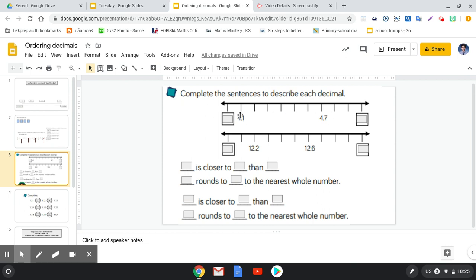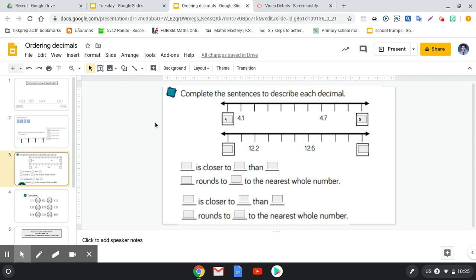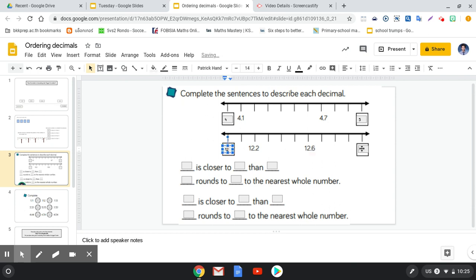So that tells me that these come in between 4 and 5. Okay, let's look at the second number line. On this number line, I got 12.2 and 12.6. So I know that these numbers come in between 12 and 13.